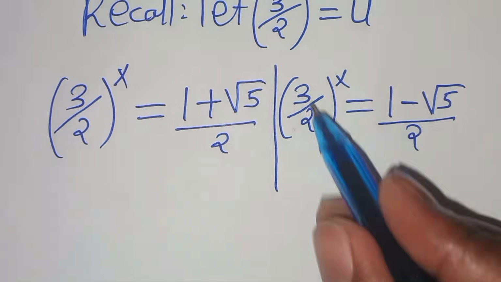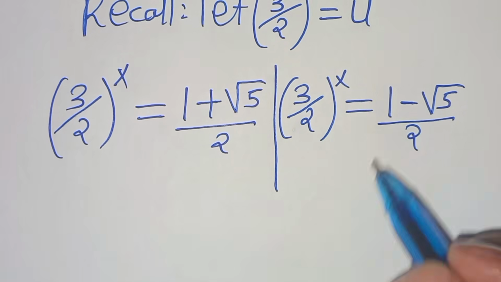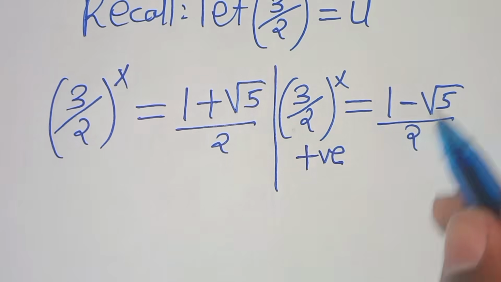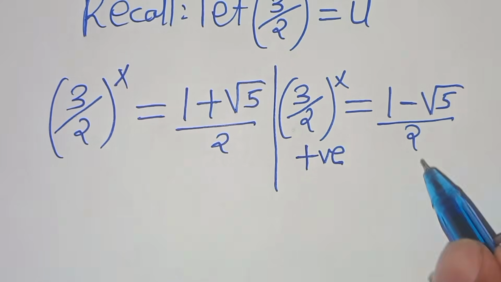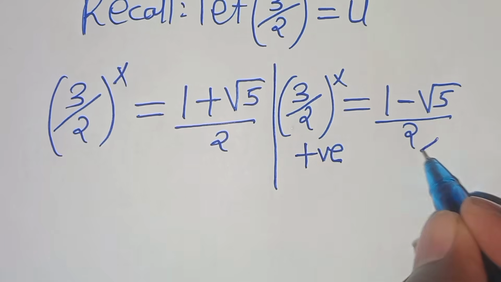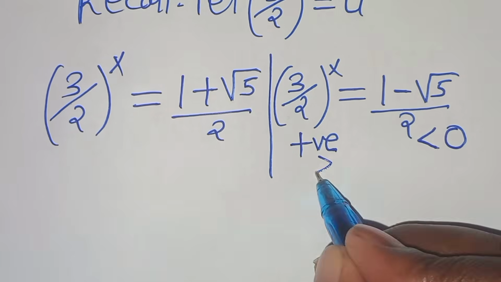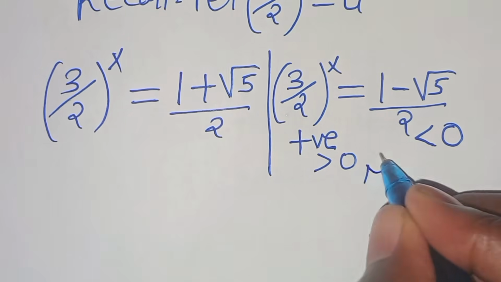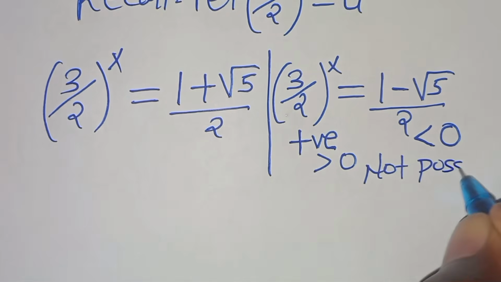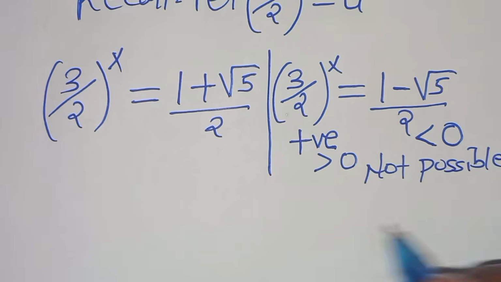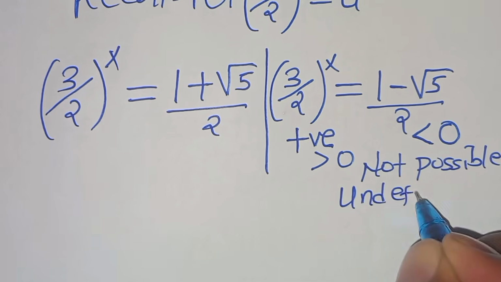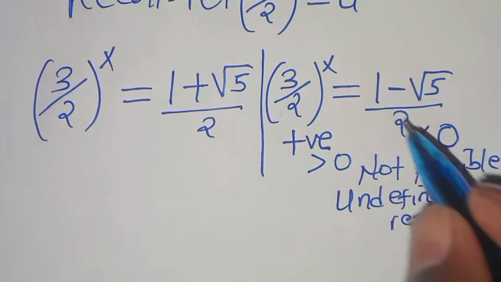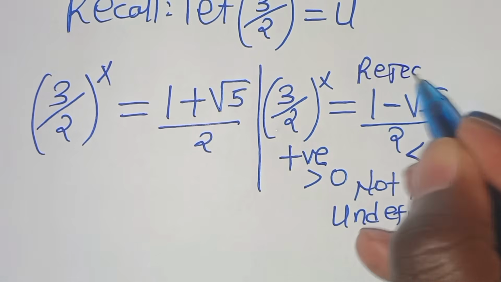Now, in case 2 here, 3 over 2 raised to the power of x will give us a positive value. And on the right hand side here, 1 minus square root of 5 over 2, the value that we have here will be less than 0. Remember, this is greater than 0. So in this case, we cannot solve for the value of x. So we find that solving for the value of x is not possible in case 2 here. In other words, we'll have an undefined result for the value of x. So case 2 is rejected.